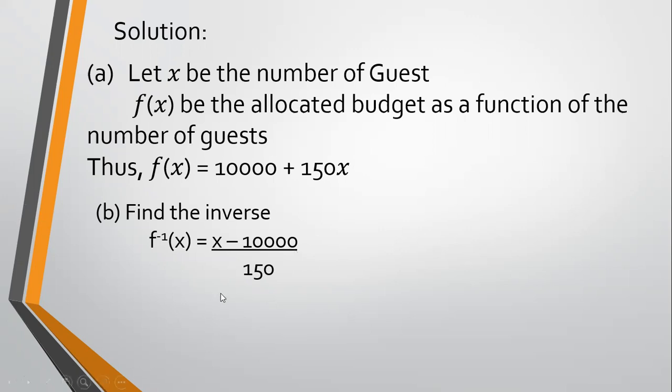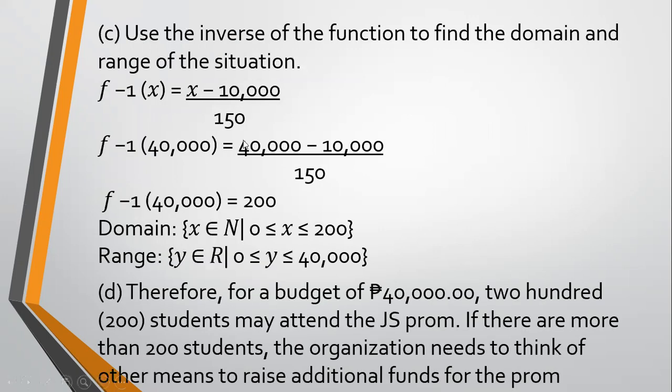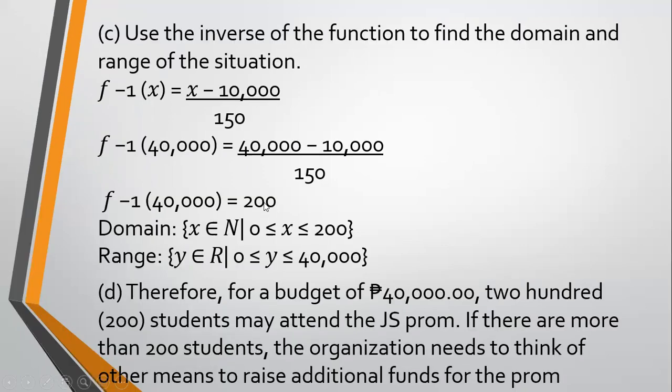And for letter C, use the inverse function to find the domain and the range. Since we have there the given value of X, which is the allotted budget, from the inverse function itself, X here is the 40,000. So solving for the value of f of negative 1 when X is equal to 40,000, then it will be 200. Okay, so that will be our domain. And then the range, of course, will be the 40,000.